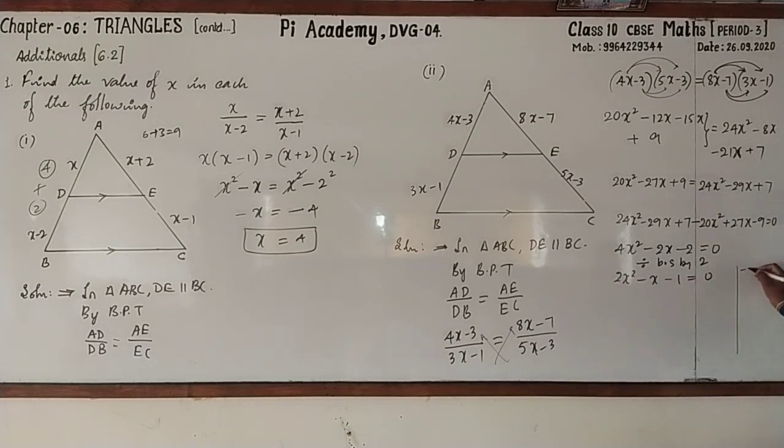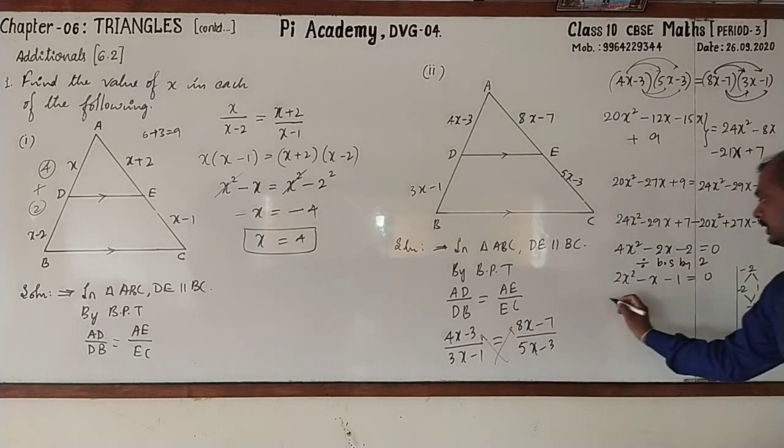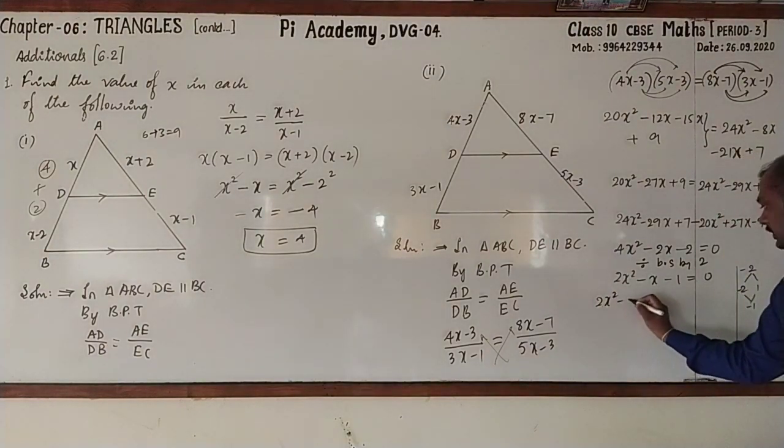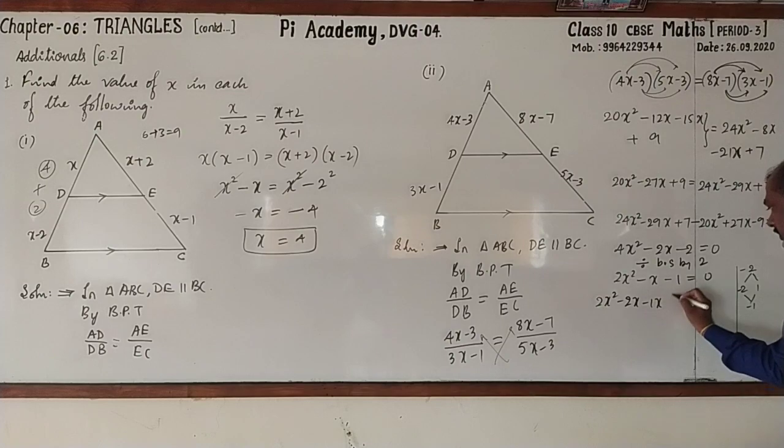2 into minus 1 is minus 2. Middle term is minus 1. 2 ones are 2. 2 plus 1 is 3, but we want minus 1. Hence here I write minus 2. Minus 2 plus 1 is minus 1. Minus 2 into 1 is minus 2. It is 2x square, minus 1x can be written as minus 2x minus 1x, minus 1 is equal to 0.